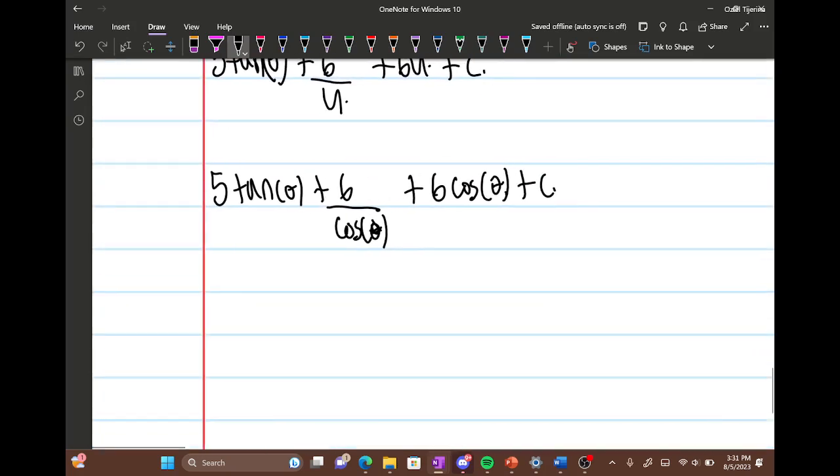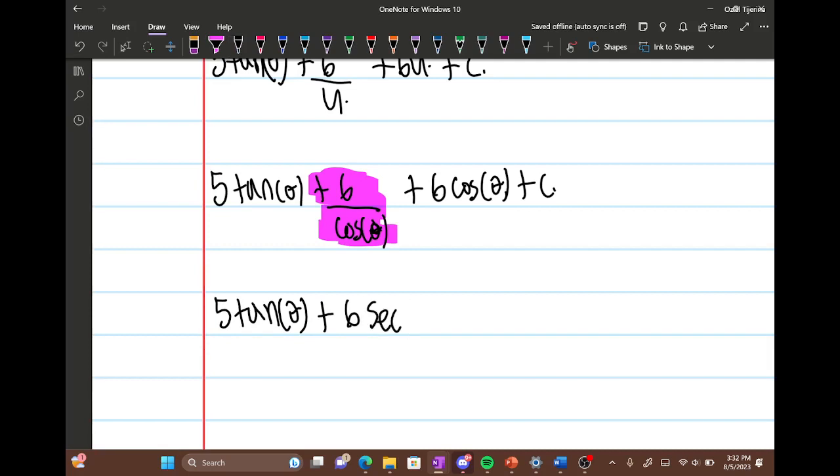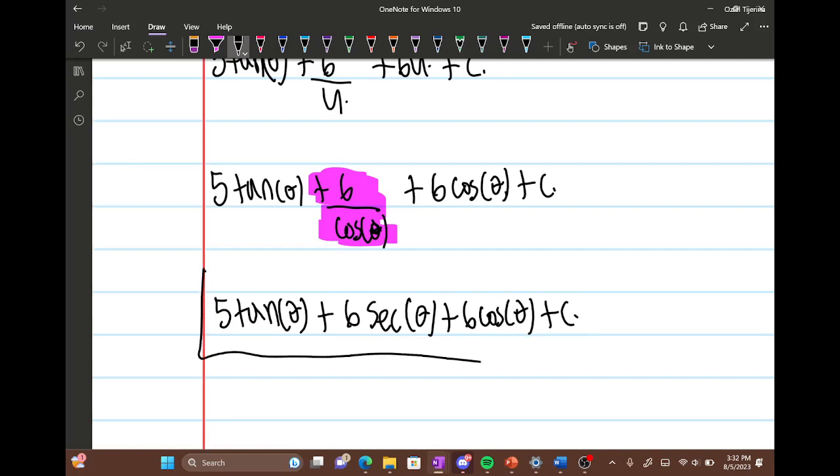The last step is to use trigonometric identities here. So we're going to do 5 tan of theta plus 6 secant of theta, because as I said before, 1 over cosine theta is secant theta. And then plus 6 cosine of theta plus the constant of integration c. This, guys, is going to be our final answer for this problem.